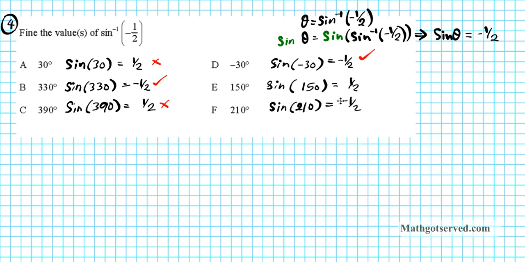All right, so our solutions are A, C, and I'm sorry, our solutions are B, D, and F. All right, so let's cancel this out. Solutions are option B, option D, and option F.